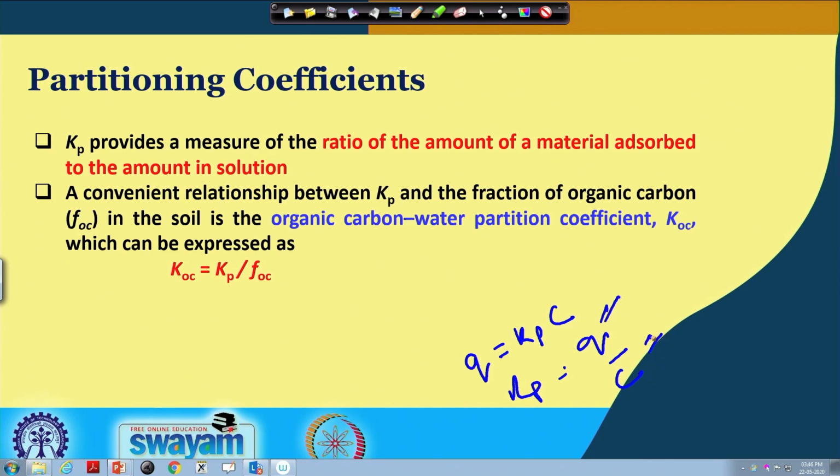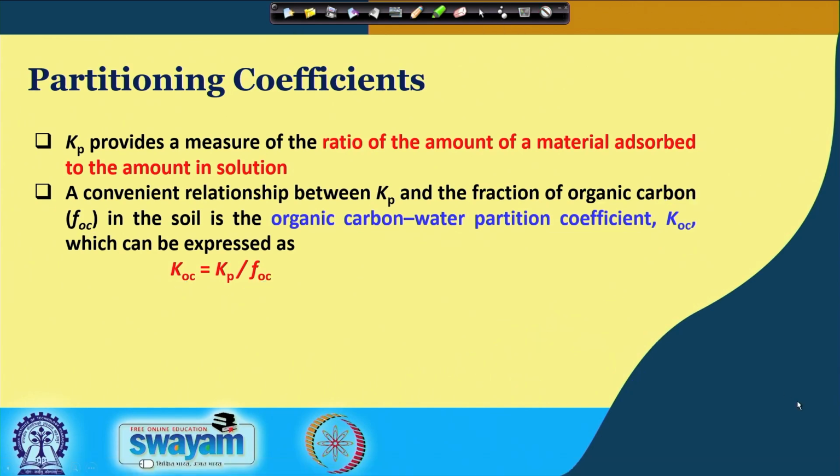A convenient relationship between Kp and the fraction of organic carbon in the soil, denoted by FOC, is the organic carbon water partitioning coefficient, denoted by KOC, which can be expressed by this term. Basically KOC equals Kp by FOC, the fraction of organic carbon in the soil. So, this is another important partition coefficient which is used for different purposes.